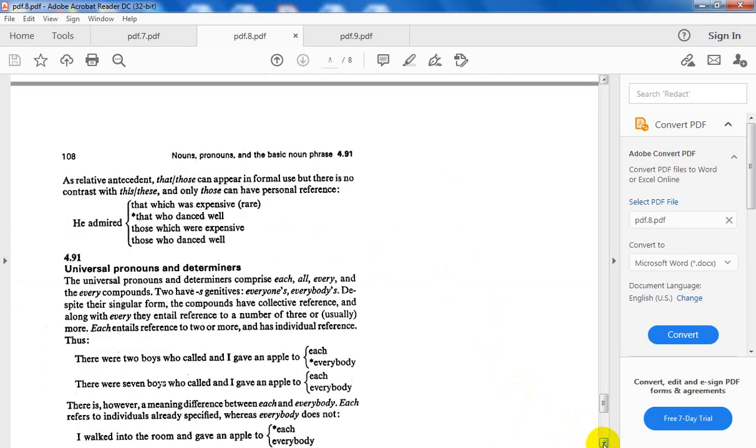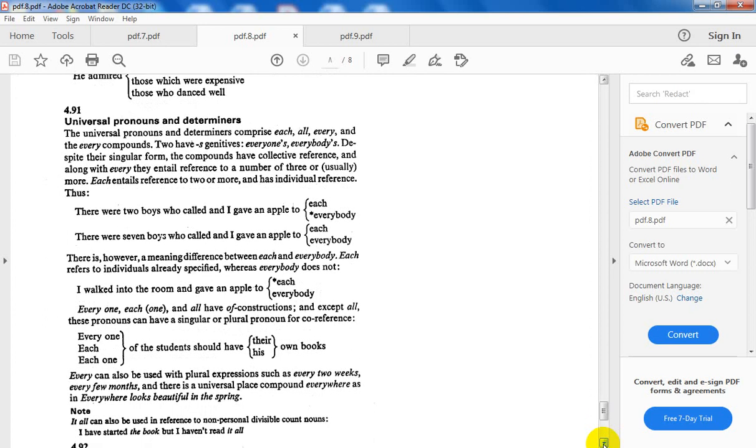As relative antecedents, that and those can appear in formal use, but there is no contrast with these, as only those can have personal reference. So these become relative antecedents. He admired that which was expensive. We cannot say that who, it is ungrammatical. Those which, with the relative pronoun which, those who, it is okay.